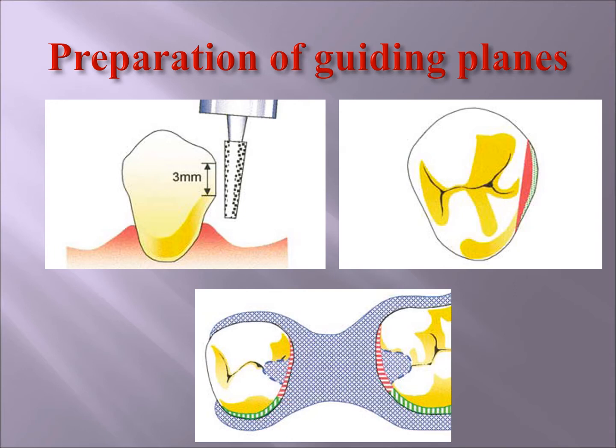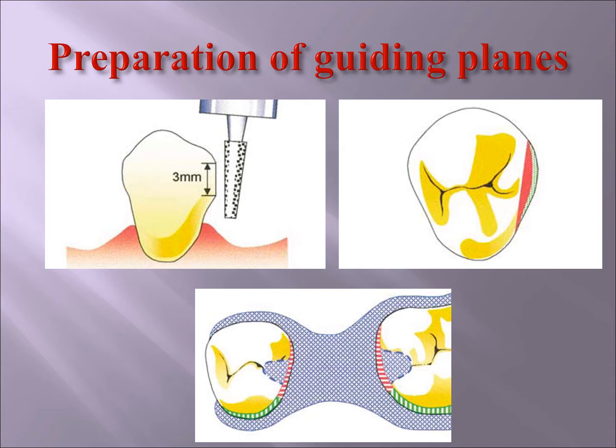You don't need to cut too much, and you don't need to have a finish line. All you need to do is to have an area around 2 to 3 millimeters parallel to the path of insertion and removal. During the cutting, you don't cut it straight, bucco lingually. If you cut it straight, then you end up cutting too much of the tooth structure.